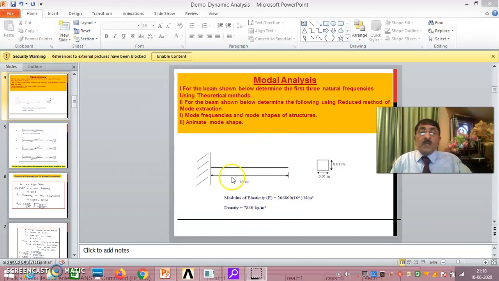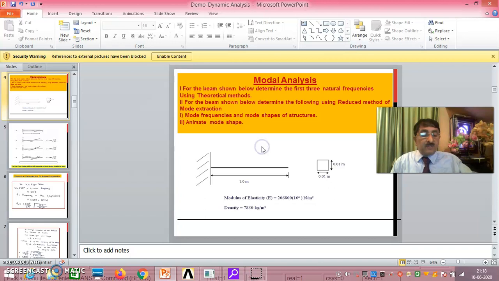For this cantilever beam, I am going to find out the natural frequencies. First natural frequency, second, third, fourth, fifth, any number of natural frequencies can be determined. You will know well in advance what the dangerous frequencies are, which you should avoid. In that way, I will find out the natural frequencies. Initially, I will tell you how to do it by theoretical methods.